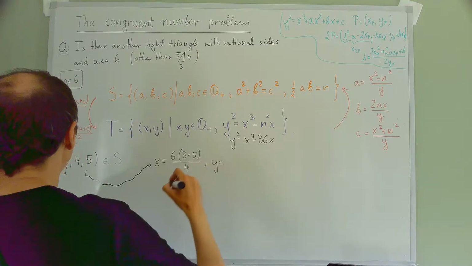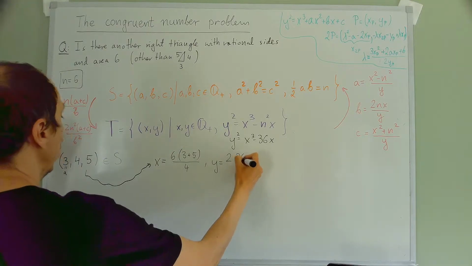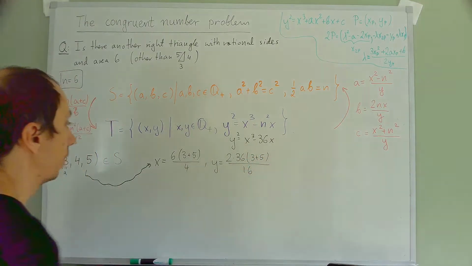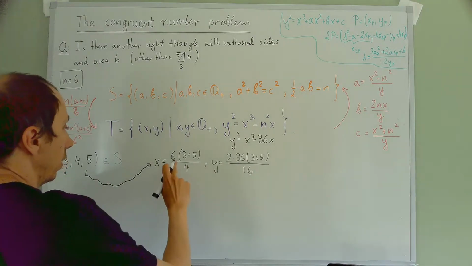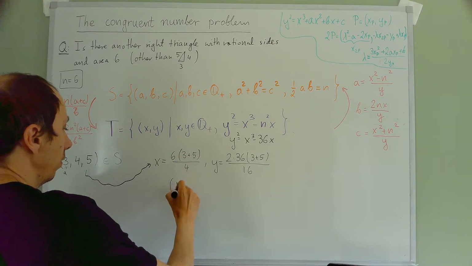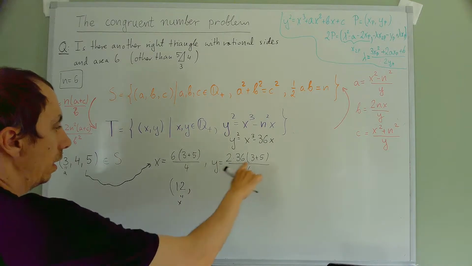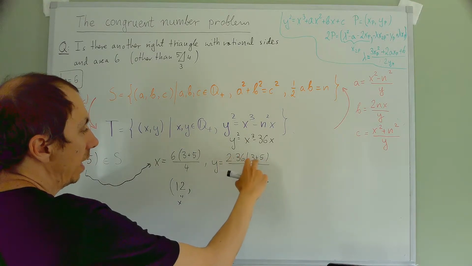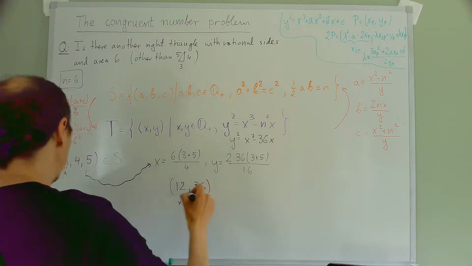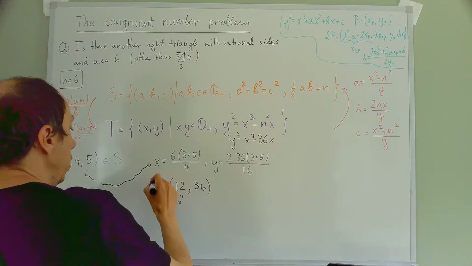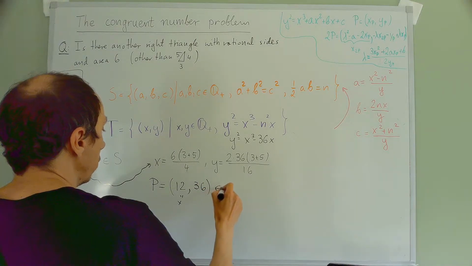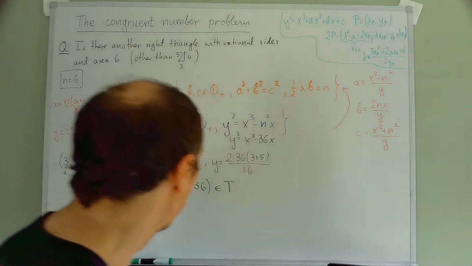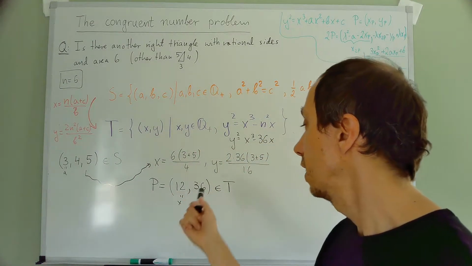And y is equal to 2 times 36, that's 6 squared, times a plus c, so 3 plus 5, divided by 16 this time. So what do we get? This is 8. 8 divided by 4 is 2, so that's just 12. That's my x. And here, 2 times 8 is 16, divided by 16 is just 1, so it's 36. So I get the point P equals (12, 36), and this belongs to T. This is a point that lies on the elliptic curve y squared equals x cubed minus 36x. I encourage you to sketch this elliptic curve and actually find this point on it.